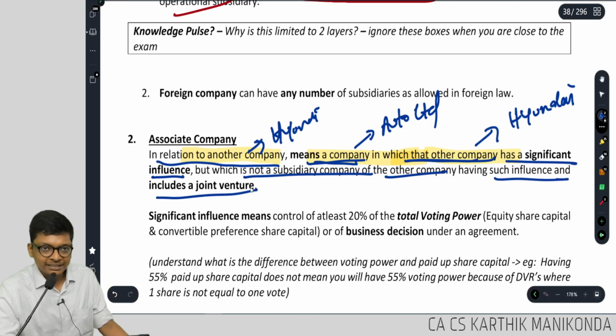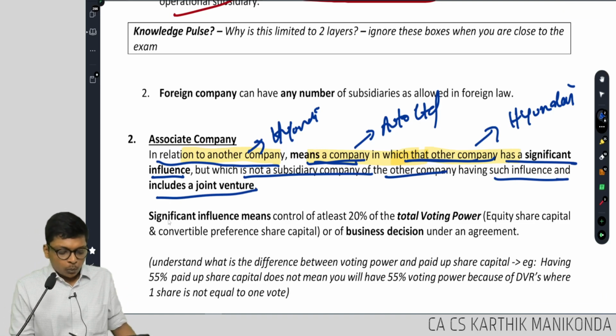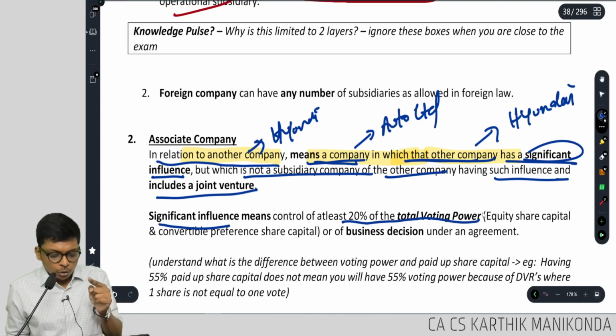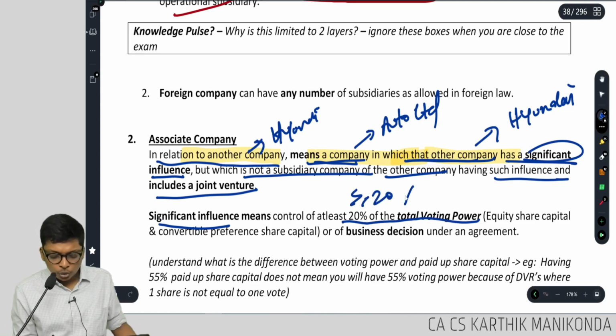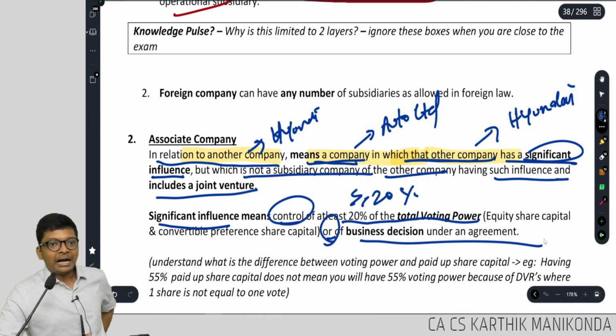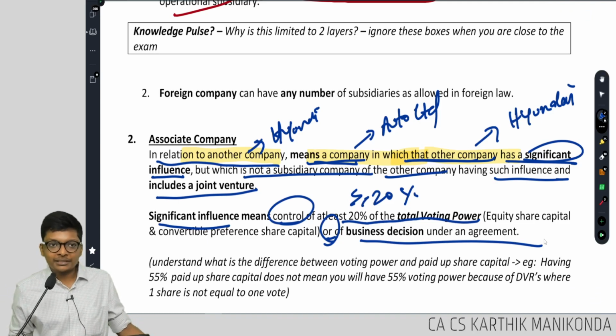Are you following, guys? Clear? What is significant influence? Has at least 20% of the total voting, that means more than or equal to 20%, or control of business decisions under an agreement. Are you following, guys?